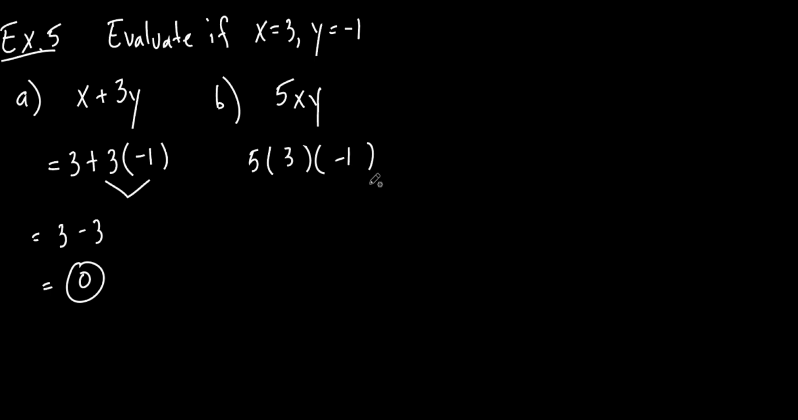Now what do I do with all three of those things? Just multiply them together. There's no addition going on, so does it matter what order we multiply them in? No. Just multiply straight across. So 5 times 3 is 15. 15 times -1 is -15, and there you go. It's as easy as that.